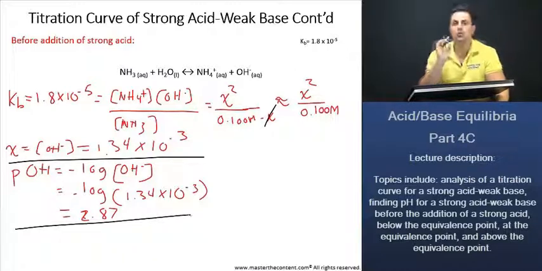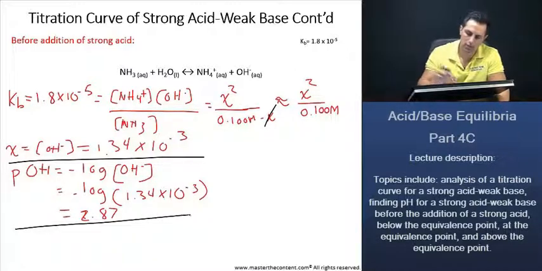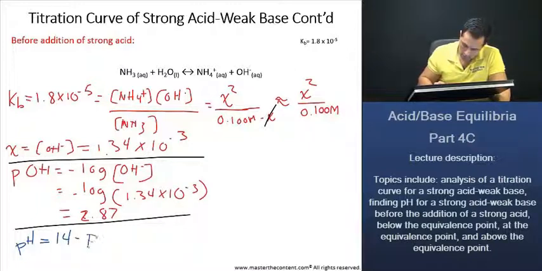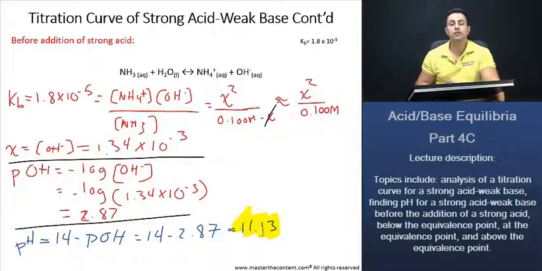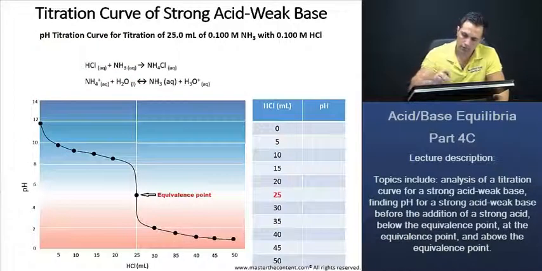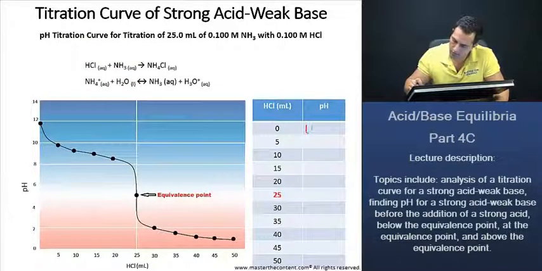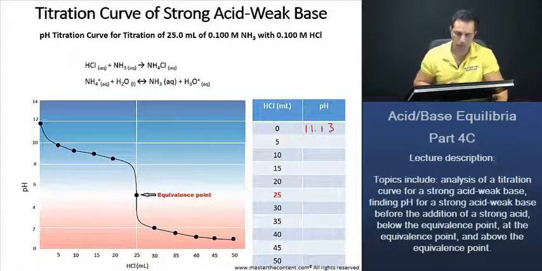No, we're not done yet because we don't have the pH. Let's find our pH now. The pH, as we've been saying, is just 14 minus our pOH. Thus, 14 minus 2.87 will give us a numerical value of 11.13. That's before we add any HCl. Before we add any HCl, our value here is going to be 11.13.